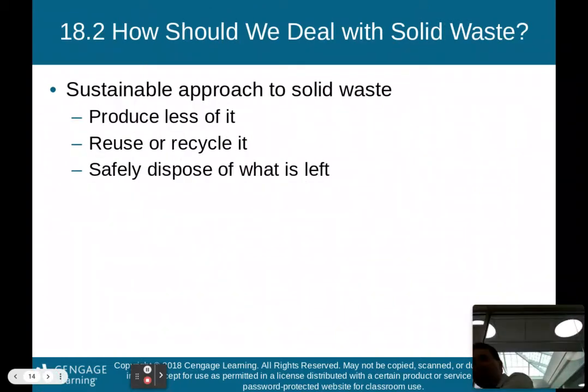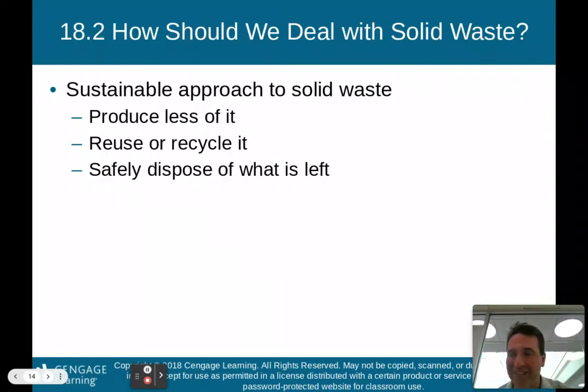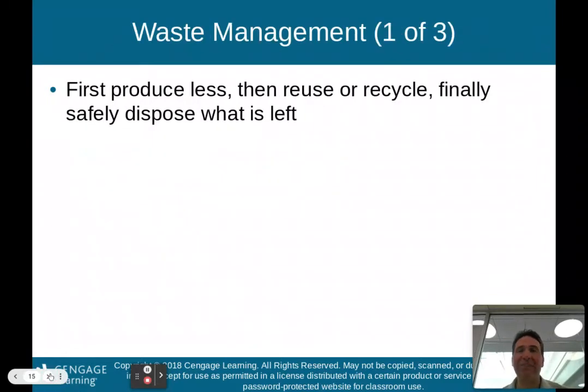So what do we need to do to deal with this solid waste? All right, so we need a sustainable approach, right? That's what this course is about, sustainability. How do we sustain ourselves for the next 100, 200, 300 years? So what do we need to do? We need to produce less solid waste. Obviously, that's number one. We need to then learn how to reuse or recycle our solid waste. And for stuff that is not usable, we have to understand how to safely dispose of it so that not only is it safe for humans, but safe for the environment as well.